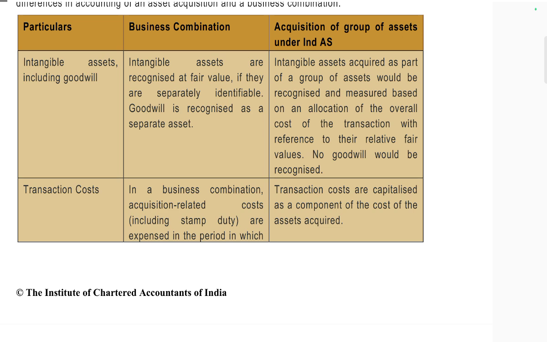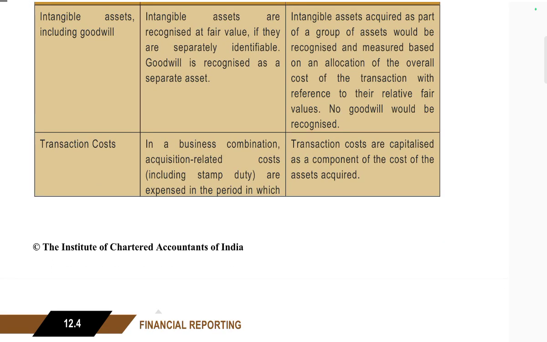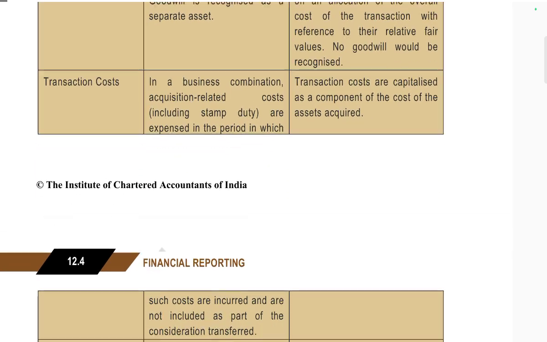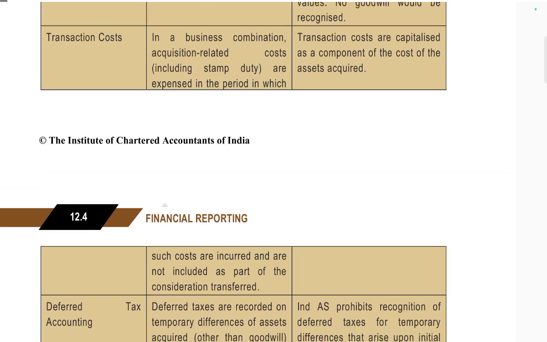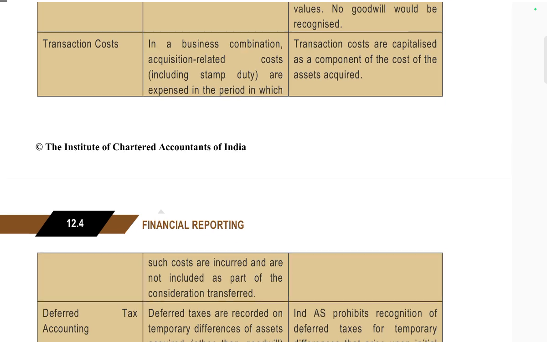Intangible assets acquired as part of a group of assets would be recognized and measured based on the allocation of the overall cost of the transaction, which refers to relative fair value. No goodwill should be recognized. Transaction costs in a business combination, including stamp duties, are expensed in the period in which they are incurred and are not included as part of the consideration.